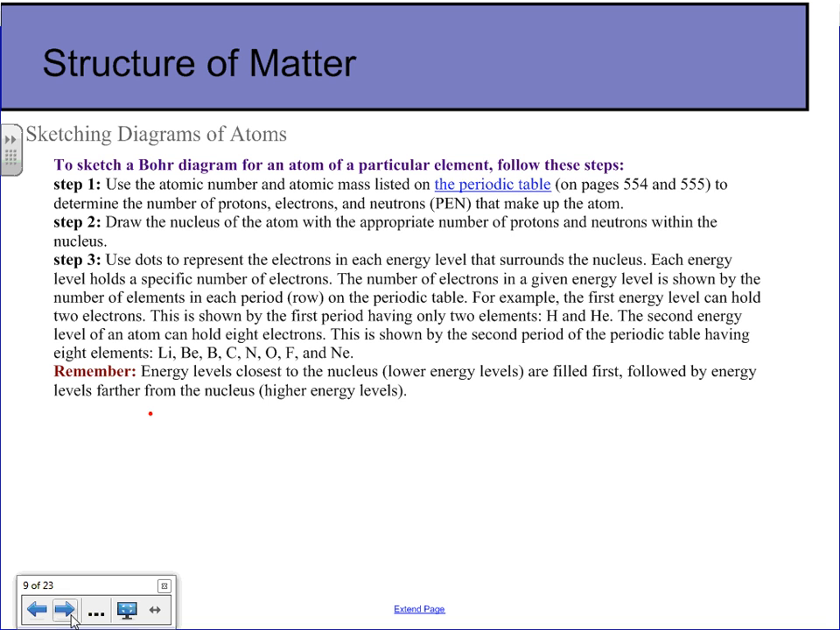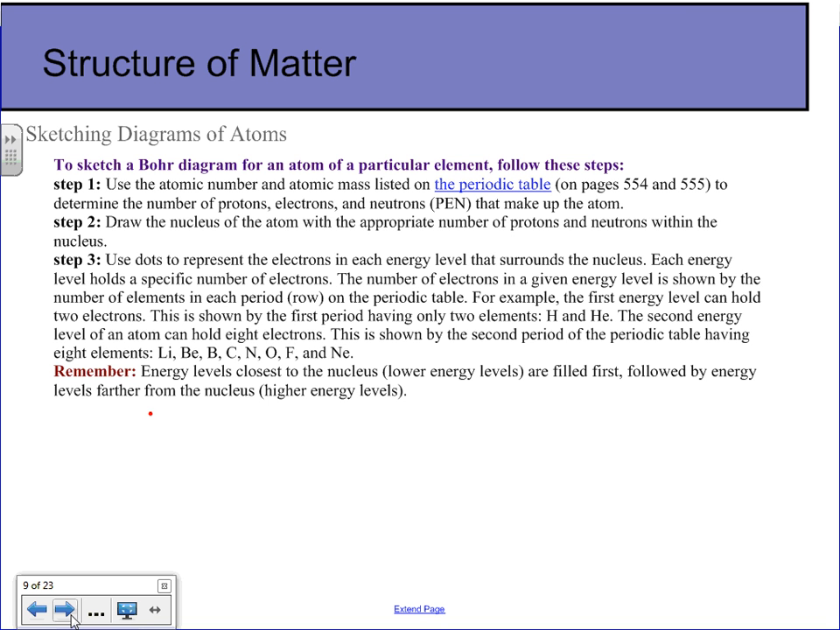Step 1, you need to use the atomic number and the atomic mass listed on the periodic table, either on those pages or in your data booklet, to determine the number of protons, electrons, and neutrons that make up an atom. Next, you draw the nucleus of the atom with the appropriate number of protons and neutrons within the nucleus. Step 3, we use dots to represent the electrons in each energy level that surrounds the nucleus. Each energy level holds a specific number of electrons.